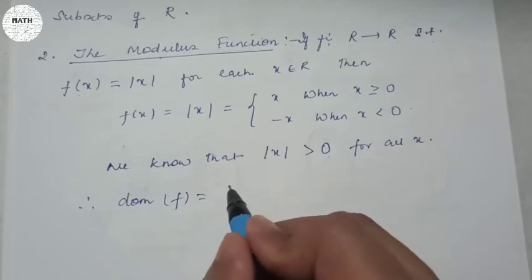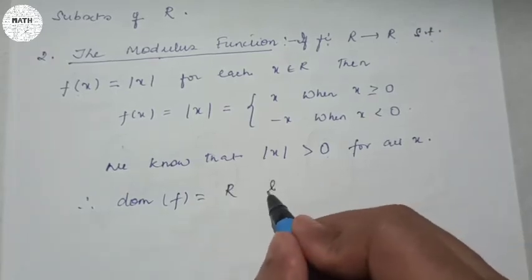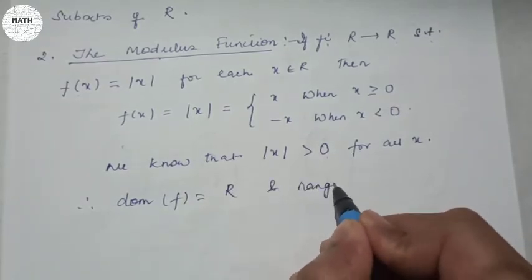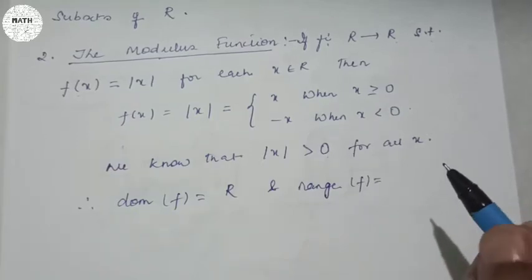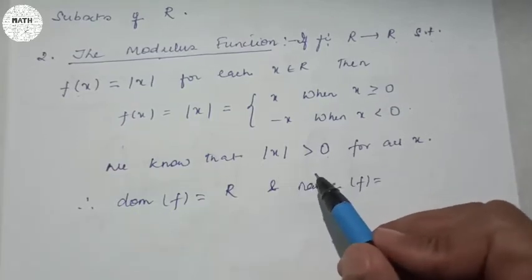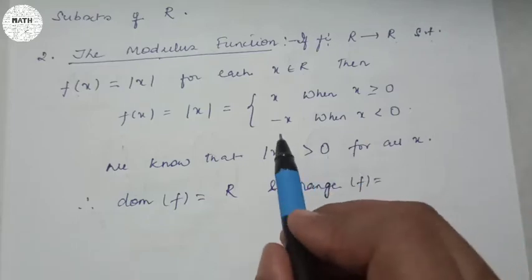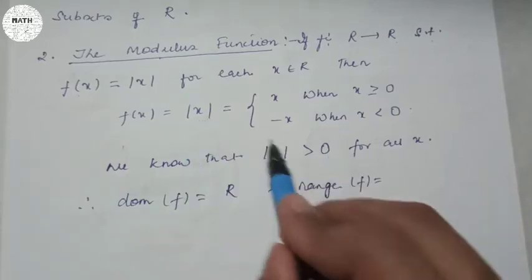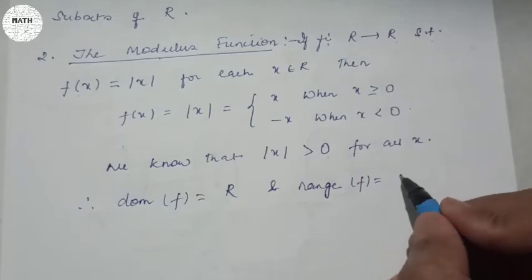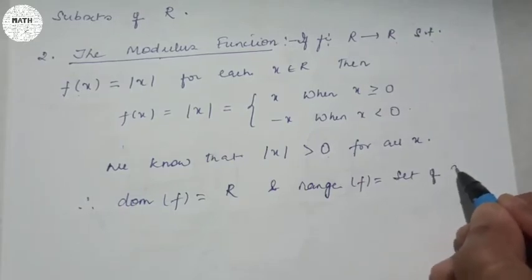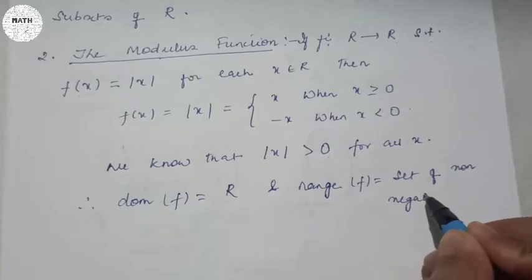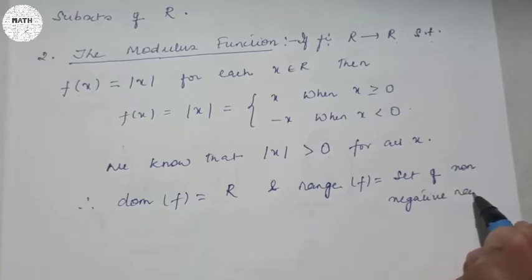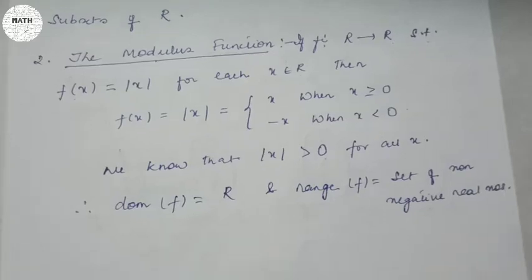Domain of f would be all real values, and the range of f would be nothing but, now if you can see, the range of f, can a modulus be negative? No, right? So the answer here is greater than or equal to 0, so it will be nothing more than the set of non-negative real numbers. So that's your modulus function.